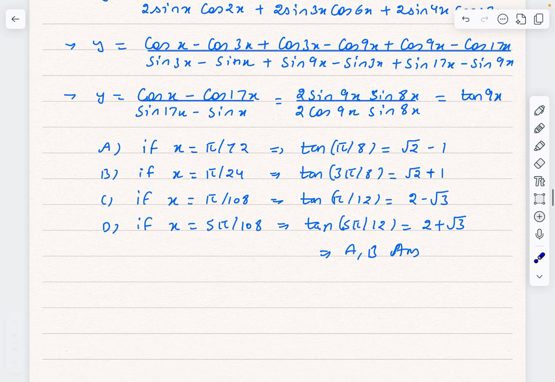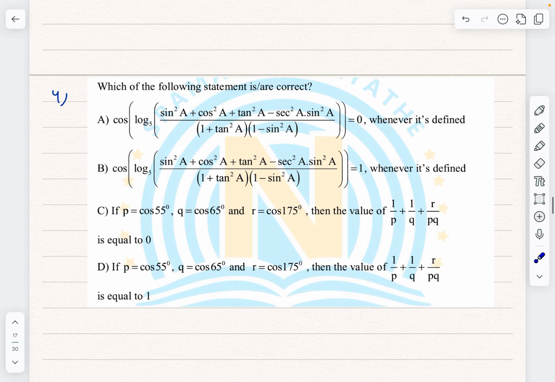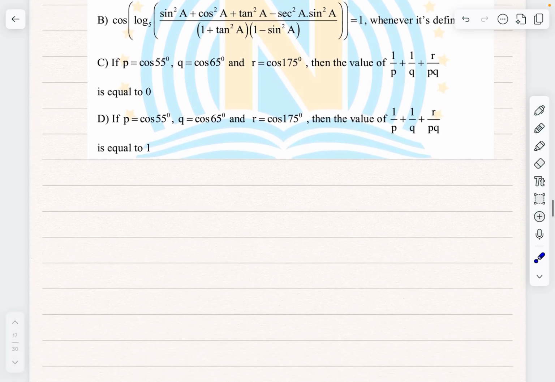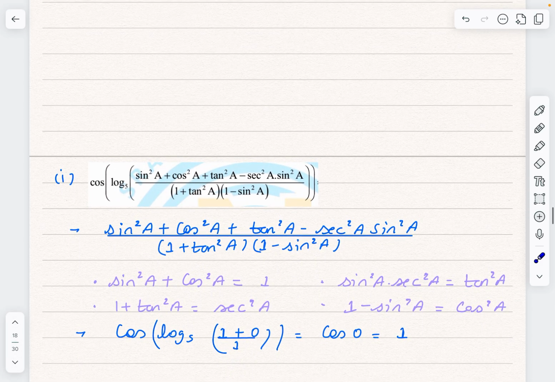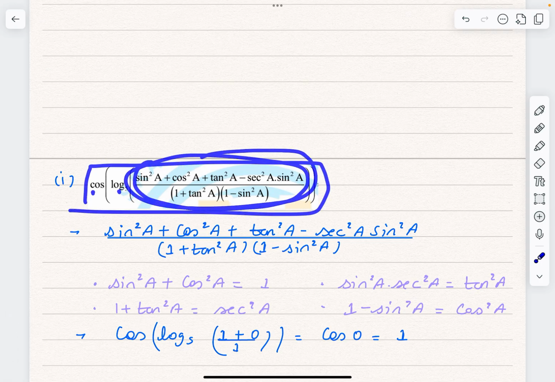Next, guys. The fourth problem, we have to check which of the following statements are correct. You can pause and give it a try. Let us start the discussion now. See, the first and second statement is based upon this thing. Cos log 5 and this trigonometric function here. I'll just solve this thing.